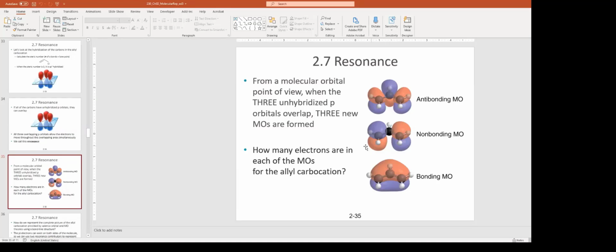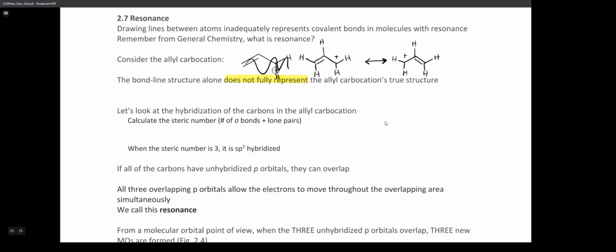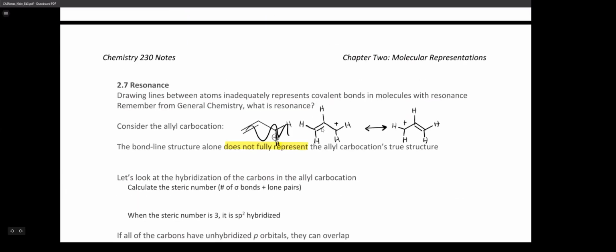Now, very important to understand is how many electrons are there in each of the MOs for the allyl carbocation. The way that we do this is we look at how many pi electrons are there, plus how many lone pair electrons are there. So how many pi electrons are there? Electrons in the pi bond? A bond has how many electrons? 2. 2, good. So there's 2 electrons here, and this p orbital is empty. So there's a total of 2 electrons.